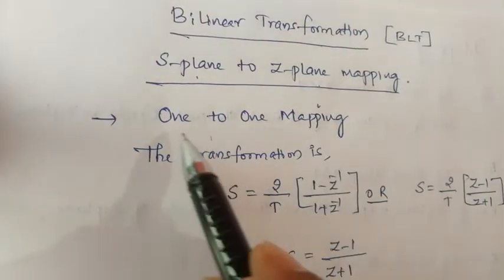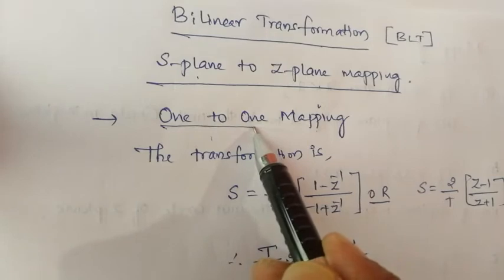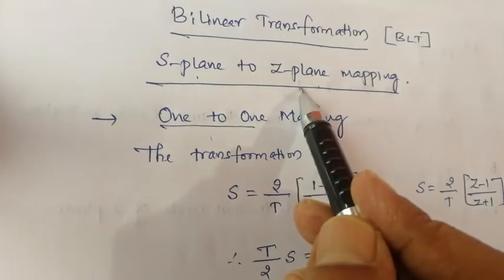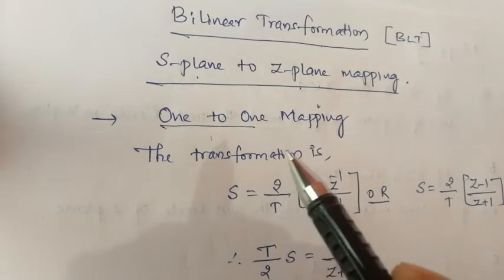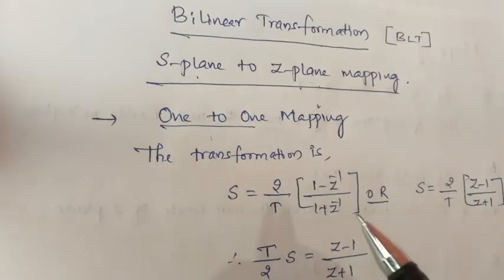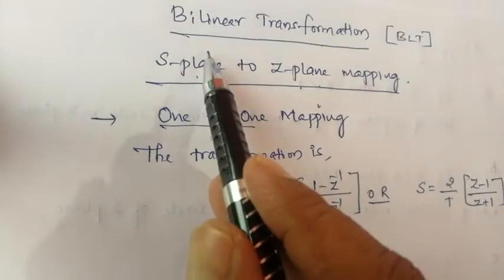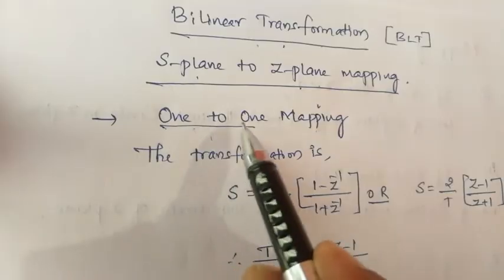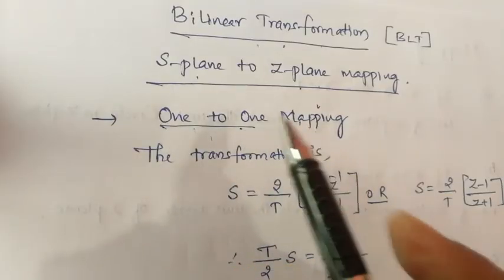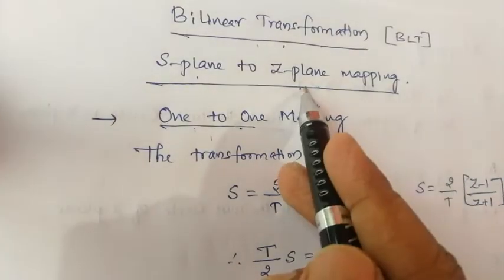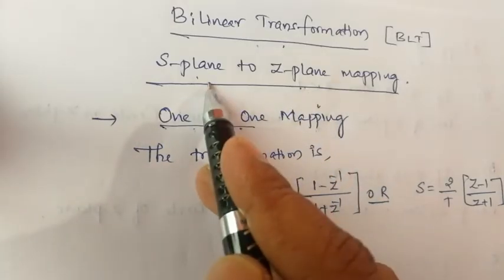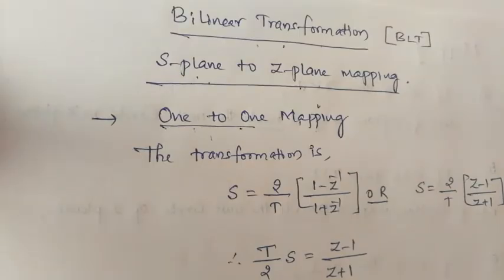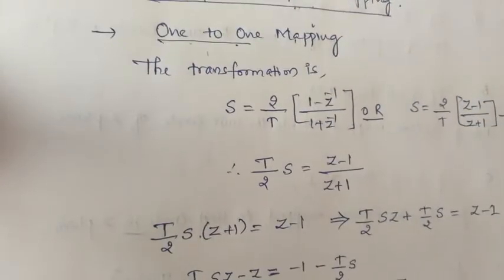That is nothing but, one-to-one mapping means for every point in Z plane there is exactly one corresponding point in the S plane and vice versa. Once again I'll repeat, the bilinear transformation technique, it is a one-to-one mapping. One-to-one mapping means for every point in Z plane there is exactly one corresponding point in S plane and vice versa. So let us see the transformation.